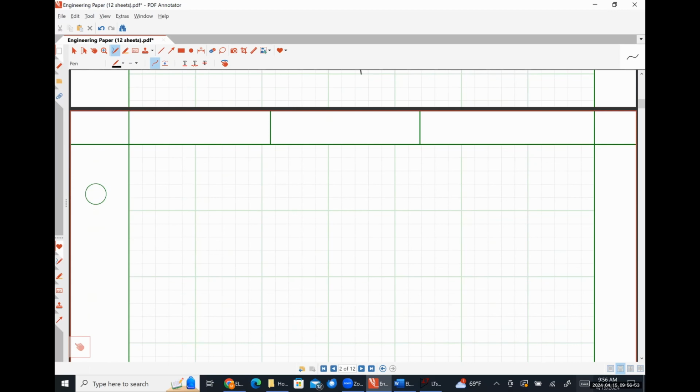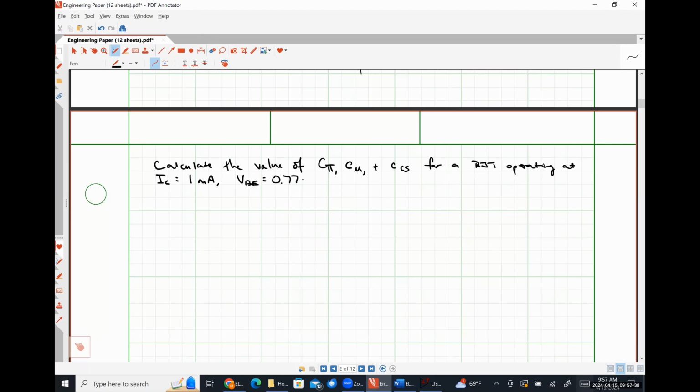So let's work a quick numerical example here where we want to calculate the values of C pi, C mu, and CCS for a BJT operating at IC equal to 1 milliamp, VBE is 0.775 volts, and VCB is equal to 2 volts.